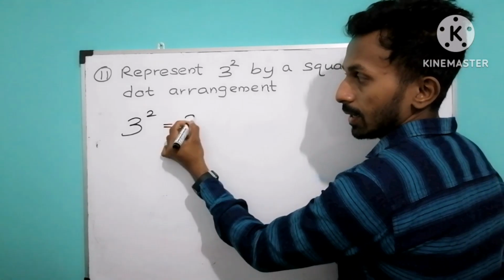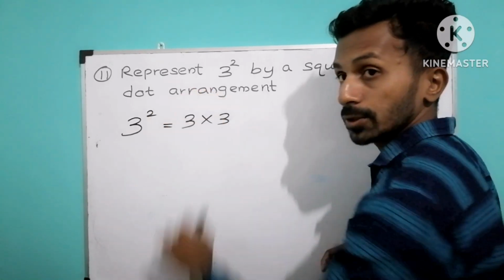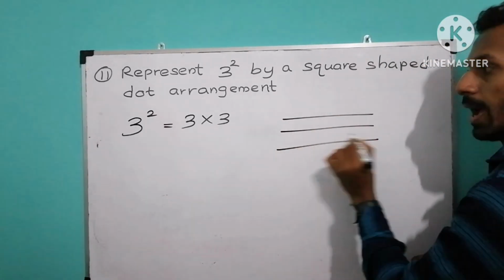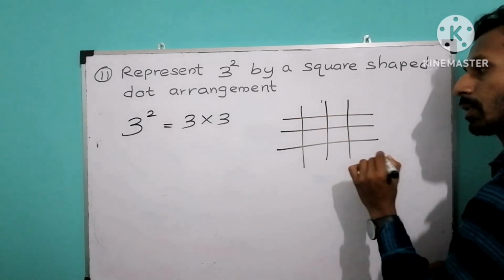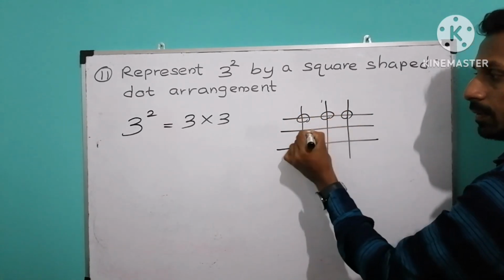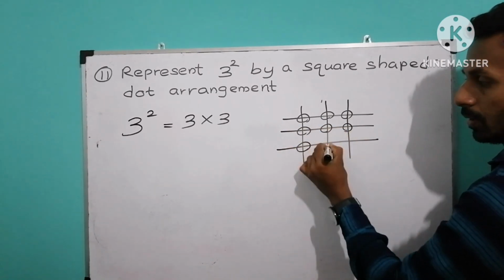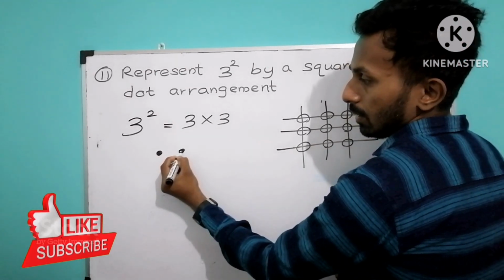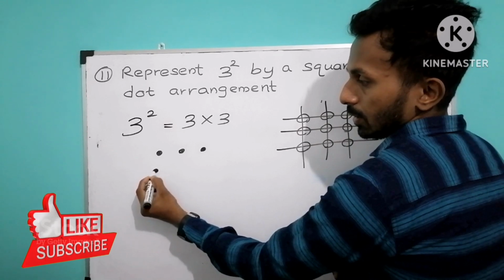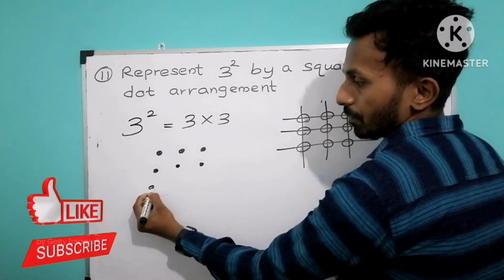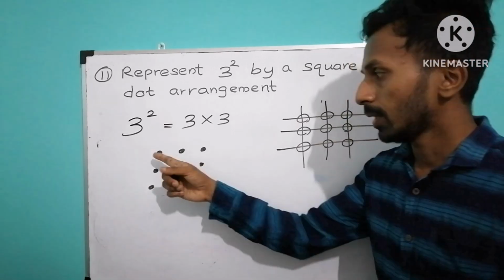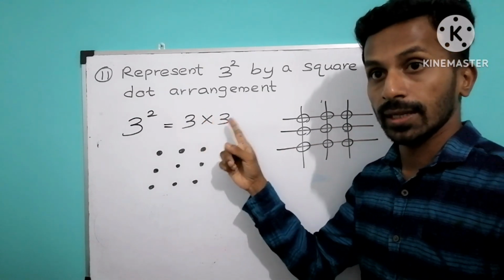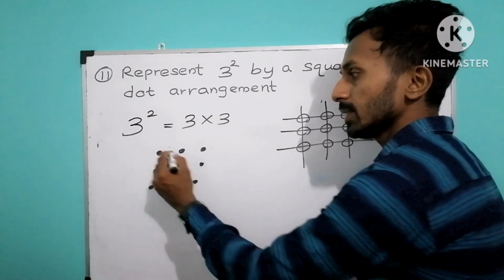We can write 3 into 3. 3 to the power 2 means 3 into 3. That means 3 rows and 3 columns. It has 3 rows and 3 columns. These are the dots. Now you can represent this one with dots like this. Here 3 rows and 3 columns. There are 9 dots. You all know 3 into 3 is equals to 9. This is your answer.